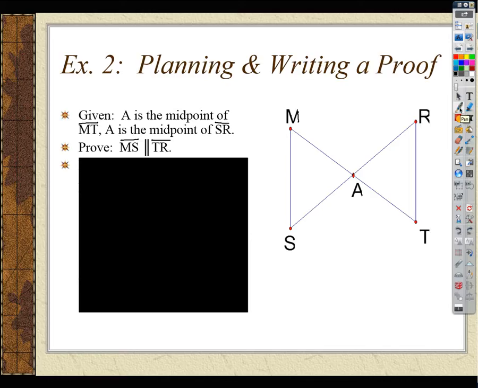Really not that much. All we're given is that A is the midpoint of segment MT and A is the midpoint of segment SR. What does it mean to be a midpoint? In the middle. That's really it, isn't it? The midpoint tells us that it's the middle of the segment. And so what does a midpoint do to a segment? It divides it up into two congruent segments, doesn't it? So even though it doesn't seem like we're given a lot, we can turn that into something better. What does it mean that A is the midpoint of segment MT? What could I say because of that?